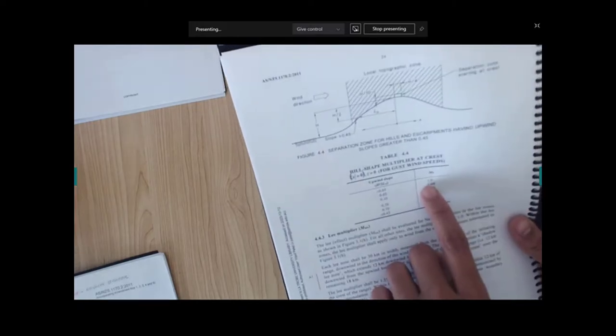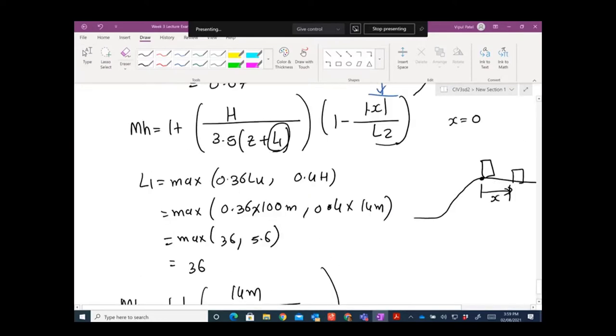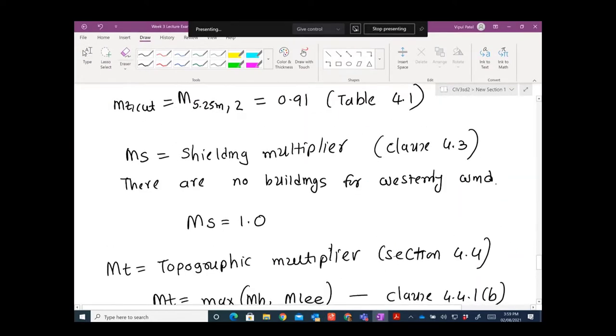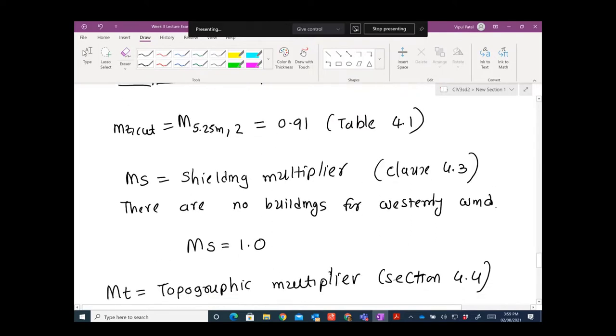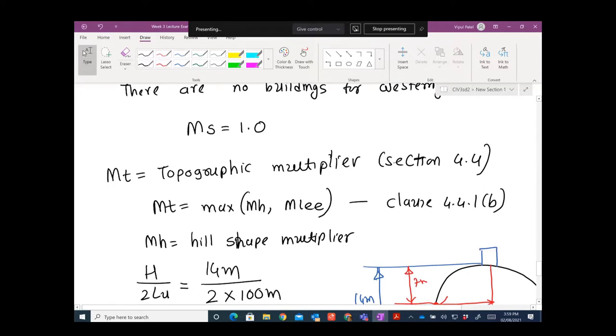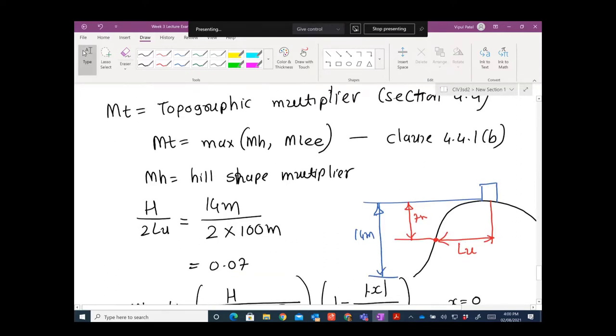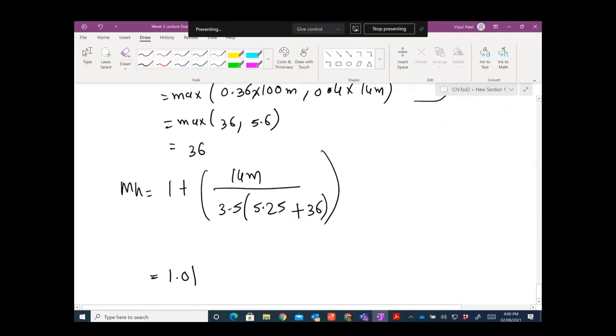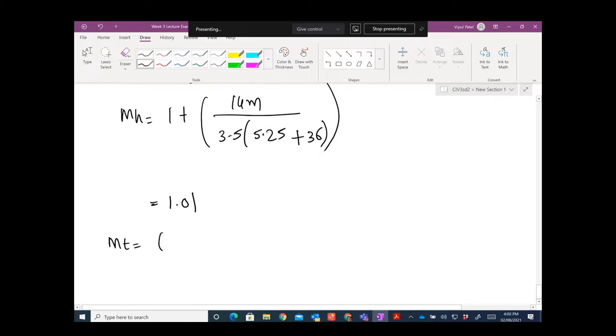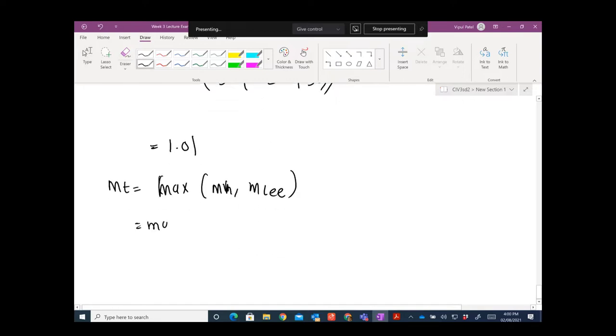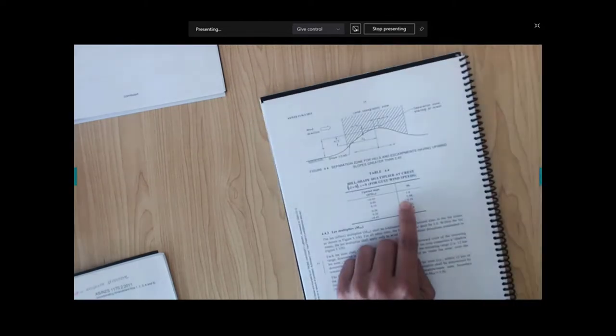So probably we will take the maximum of MH and MLE, and 0.07 is between 1.08 and 1.10. So we can just do the interpolation. So MT equals the maximum of MH, 1.01, and MLE. MLE we will get from here. For this value of 0.07, if you do the interpolation, you will get 1.10. I will show you interpolation probably in the workshop, so you will have experience doing it. So we take 1.10, that's good.